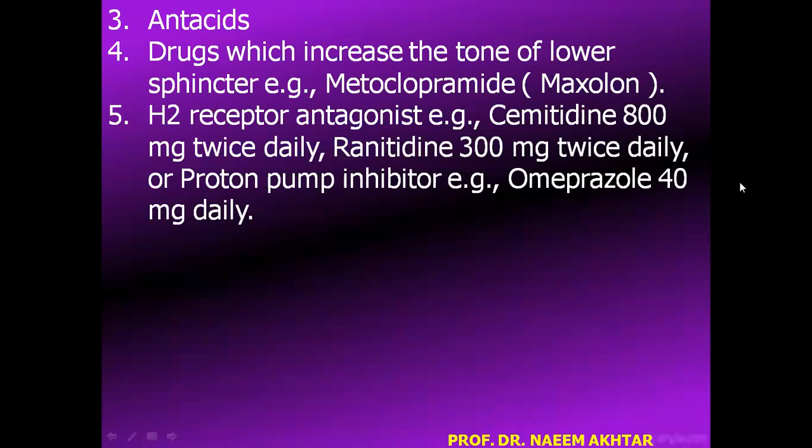The patient should use antacids. Then he should use drugs which increase the tone of the lower esophageal sphincter, for example, metoclopramide, Maxolon. Similarly, he should use an H2 receptor antagonist, for example, cimetidine 800 mg twice daily or ranitidine 300 mg twice daily, or a proton pump inhibitor in the form of omeprazole 40 mg daily.